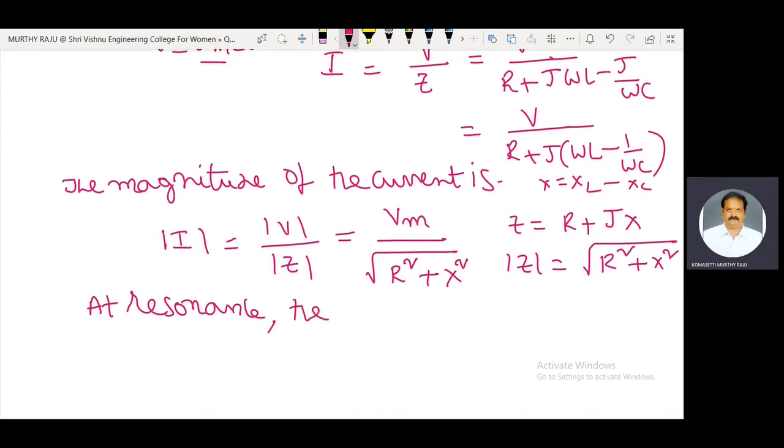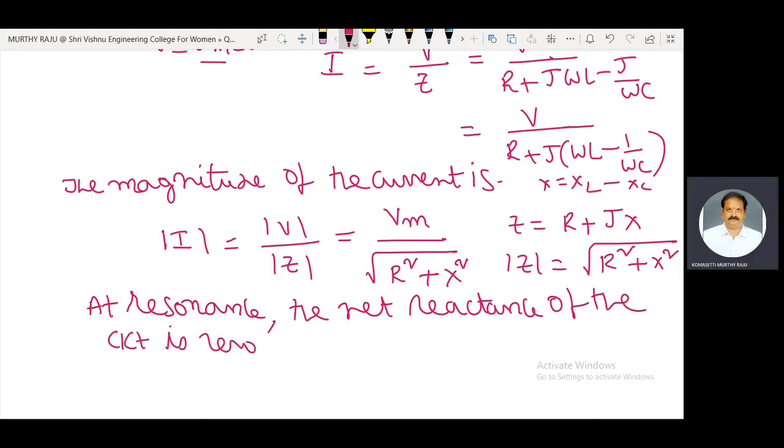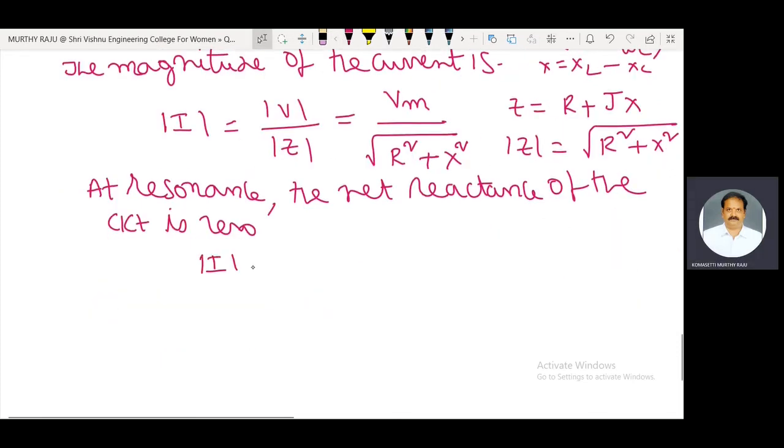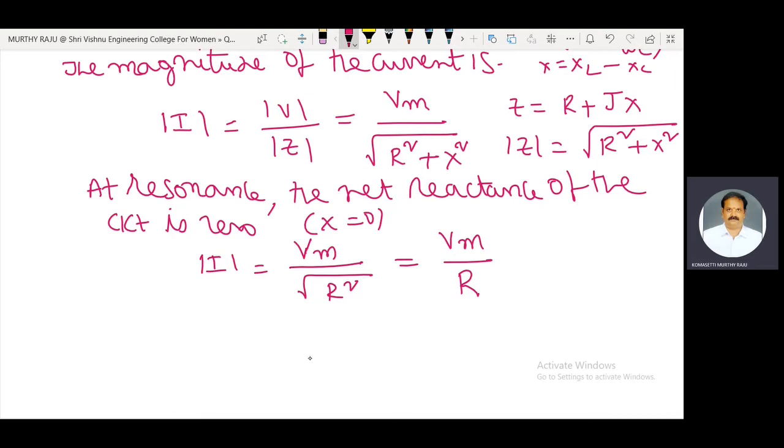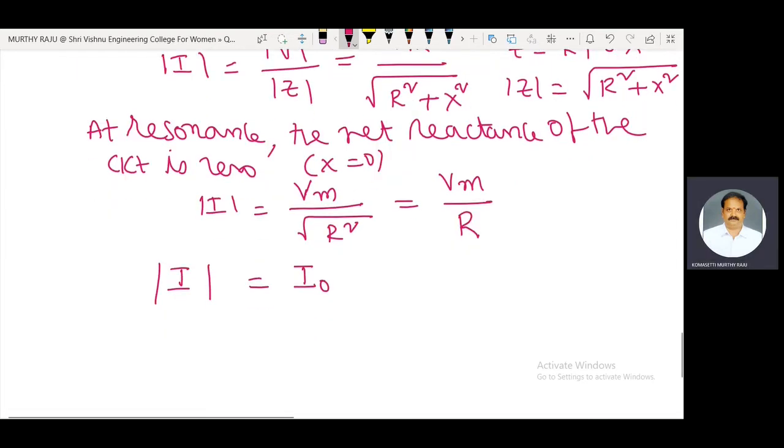At resonance, the net reactance of the circuit is zero. Therefore, mod I is equal to Vm by square root of R square, since X is equal to zero. The net reactance of the circuit is zero means X is equal to zero. Therefore, mod I is equal to I naught. That I naught is the current flowing through the circuit at resonance condition. Therefore, mod I is equal to I naught is equal to Vm by R.